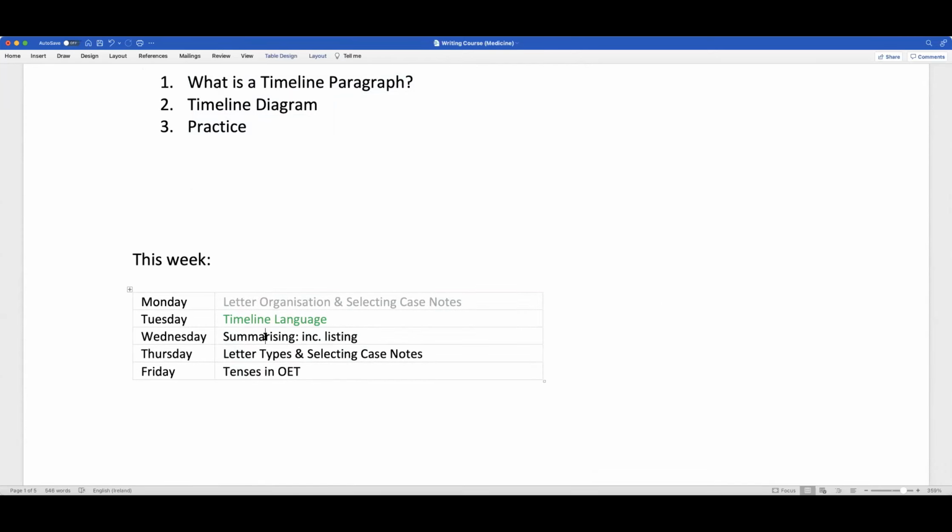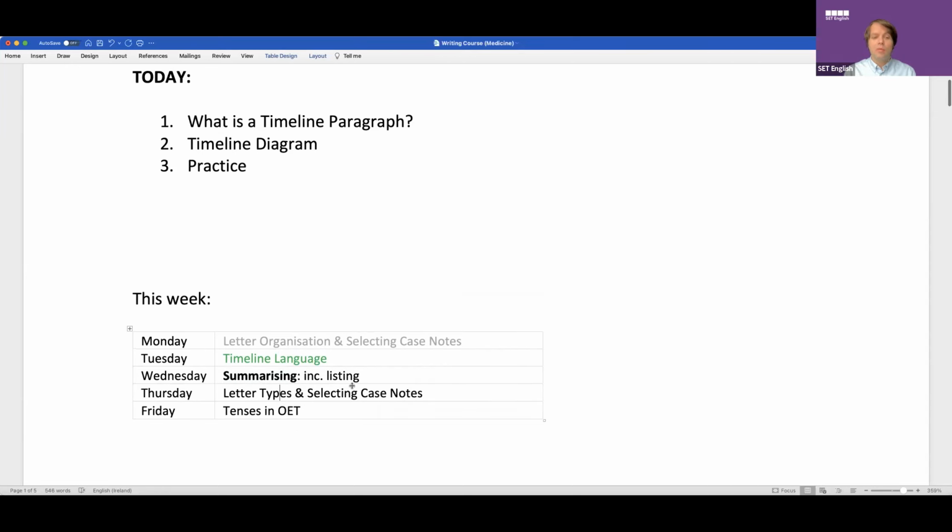Summarizing. I'm going to try and do summarizing, including listing. I'll try. Okay. Yeah. So Wednesday's class should be very, very useful. Betul, we're going to talk about letter types on Thursday because you were interested, right? Yeah. But I'm going to combine that with selecting case notes as well. We'll talk about selecting case notes again on Thursday.